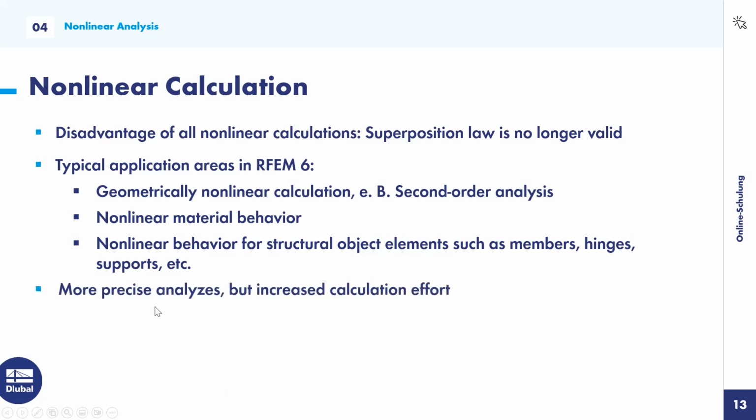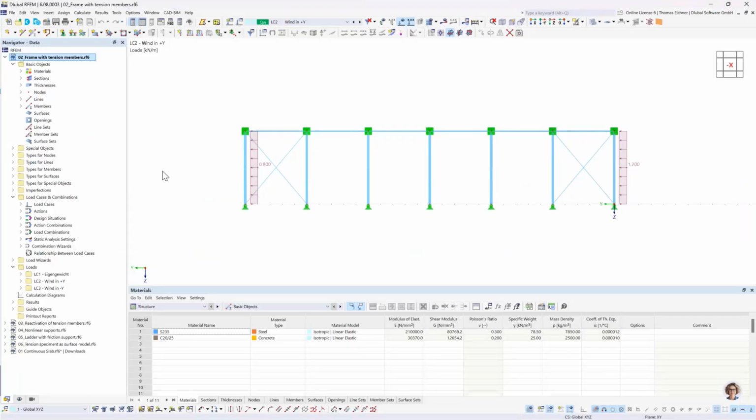Yeah, and this is the problem, as I said, we need to calculate the system multiple times. That means we have an increased calculation effort. Okay, then let's go into one model before our small coffee break. Let's go back to our nonlinearity model.